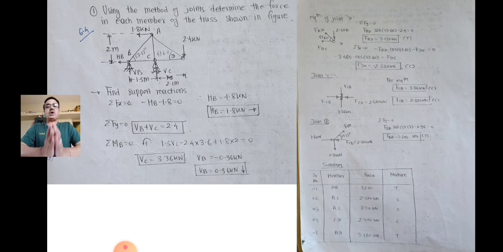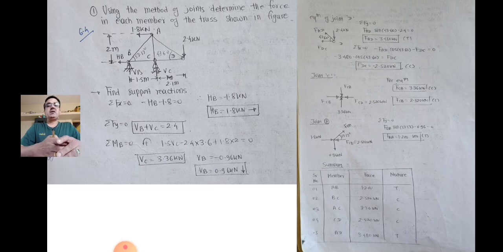Now joint B. At joint B there are two unknowns. One unknown is the force in member AB, the second unknown is the force in member BC. So you can select joint B. Consider joint C. At joint C there are three members connected, and all three members are carrying unknown forces. So again C cannot be considered.